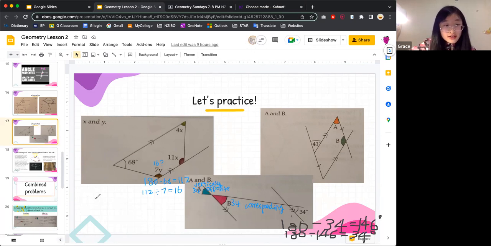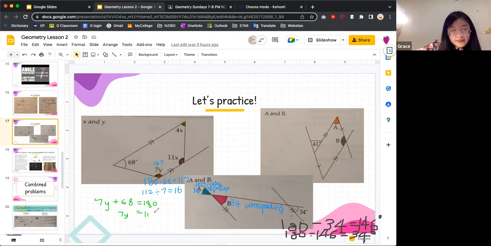I'll just see if I can annotate. So we could have set up an equation like 7y plus 68 equals 180. So that's just using algebra. And then just as Trinity did, we would have to minus 68 from both sides to get just the y part, and then we divide both sides by 7. Yeah, good job.